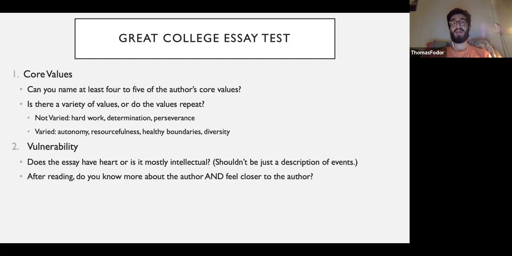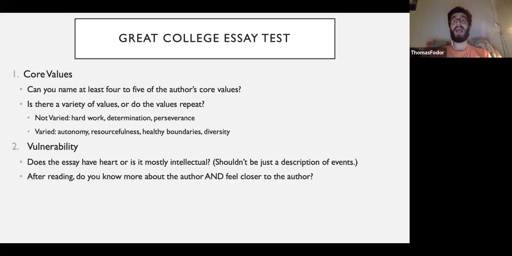So after reading the essay, can you, or the person reading your essay and giving you feedback, can they name at least 4 or 5 of the author's core values? Now, is there a variety of values, or are the values repetitive? Here's a not varied set of values: hard work, determination, perseverance. Although there are small differences between the meanings of all of those words, they have a very similar kind of theme to all of them. And so if you simply have this in your essay, it's going to be kind of boring and uninspired if you simply have these core values that are all very, very similar.